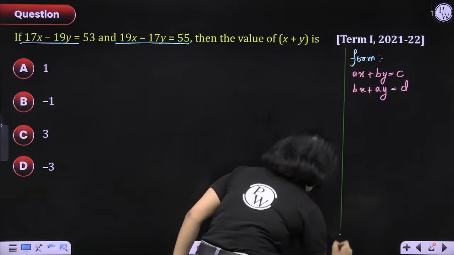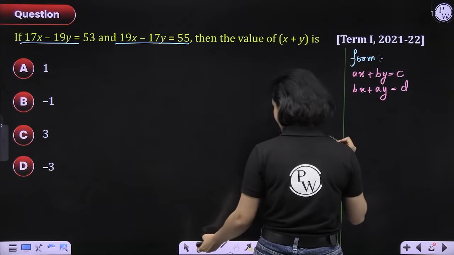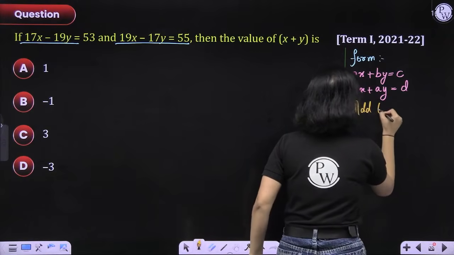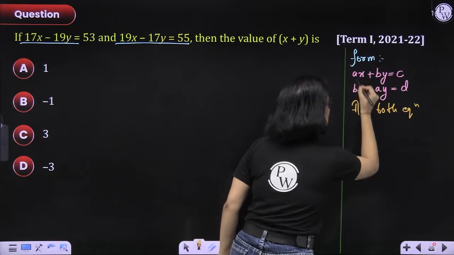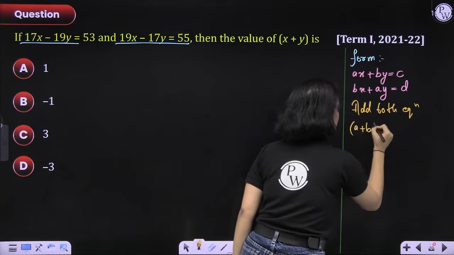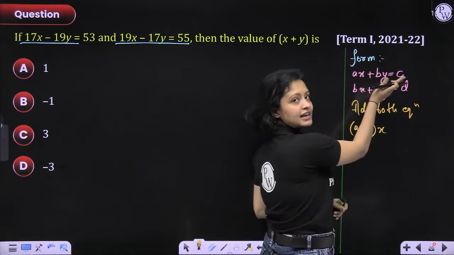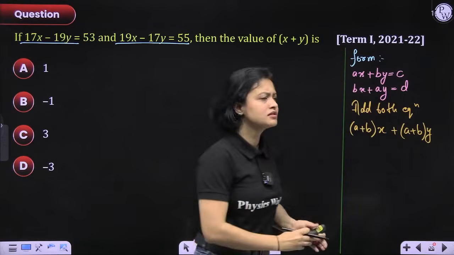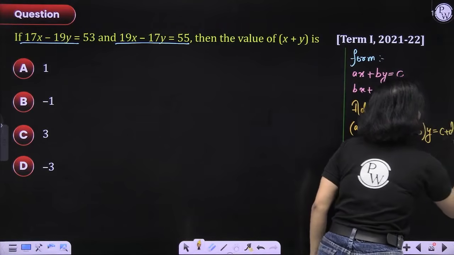You will first of all add both these equations. Okay? So let's do that. Let's add. Yes, add both equations. Once you add both the equations, notice here, you'll get ax plus bx, right? So I can directly take x common and I'll get (a plus b) x like this. I'm just adding ax and bx. Now I add by and ay. So what will I get? (a plus b) y. Yes, (a plus b) y. This is what I'll get. On the right hand side, things remain simple. We get c plus d.